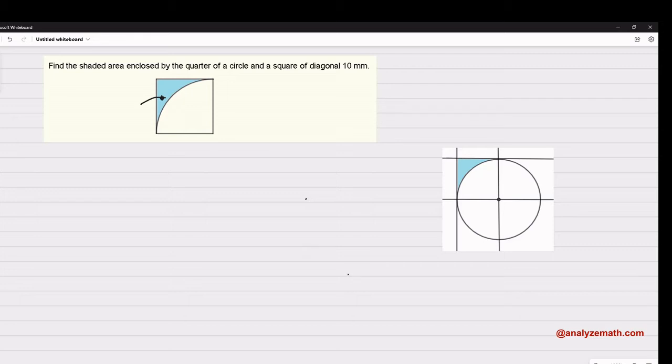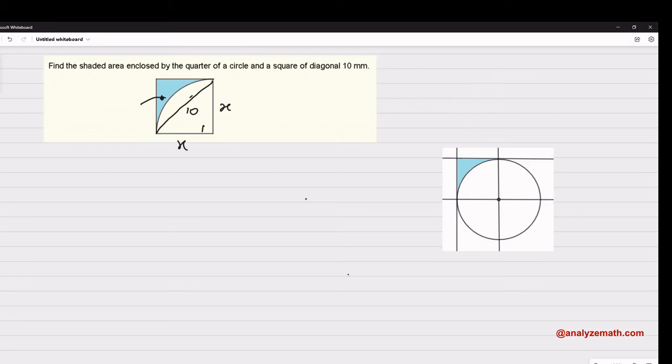Now let's call the side of the square x. This is x and this is x. We are given the diagonal. The diagonal of a square can be this one here or the other one. So let's call it, this is the diagonal, and it is equal to 10 millimeters.